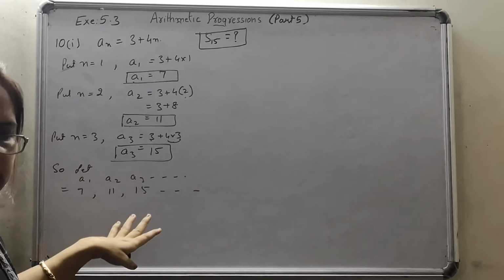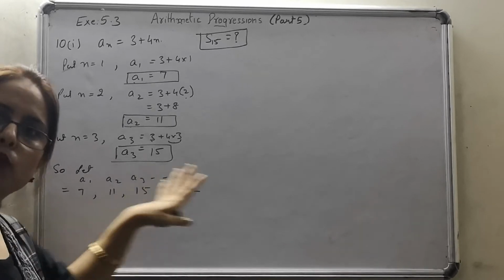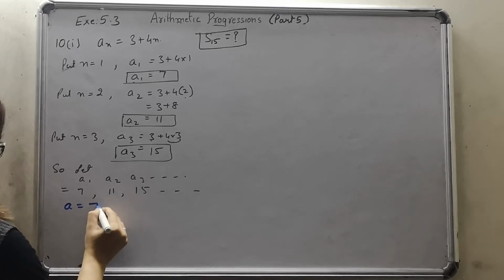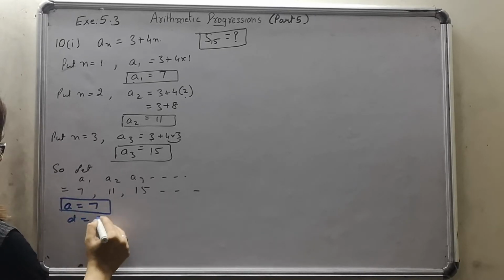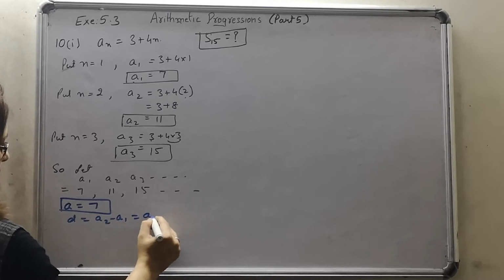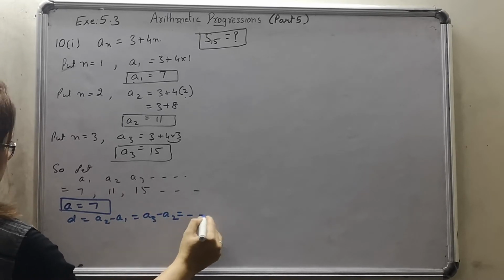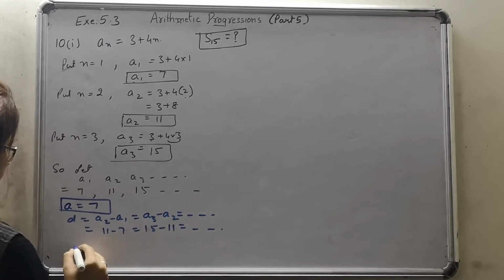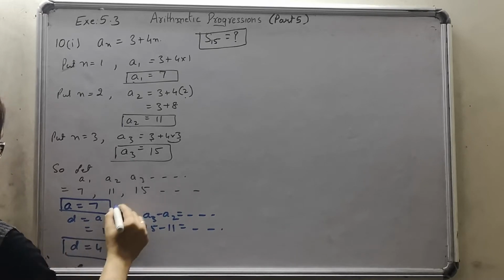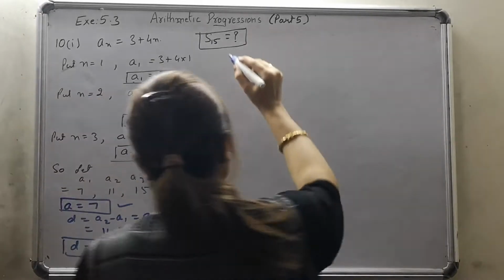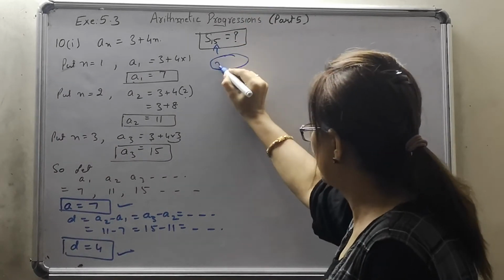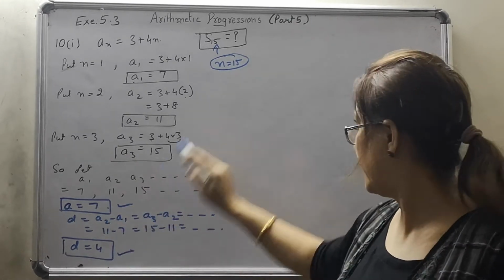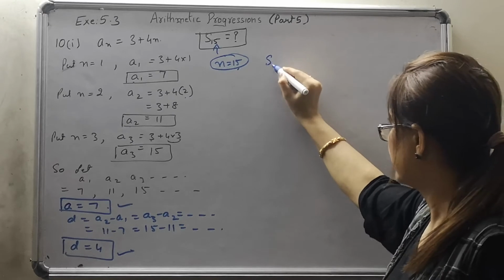Now they have already said that this is an AP, so I don't have to prove that it's an AP. I'll move to the next step. I'll find out A, which is equal to the first term, 7. I'll find out D. A2 minus A1 is equal to A3 minus A2 and so on. So this turns out to be 11 minus 7 is equal to 15 minus 11 and so on. So D is 4. I've got A, I've got D, and from the question itself, it's clear that N is equal to 15. To apply the formula of Sn, I have A, D and N.